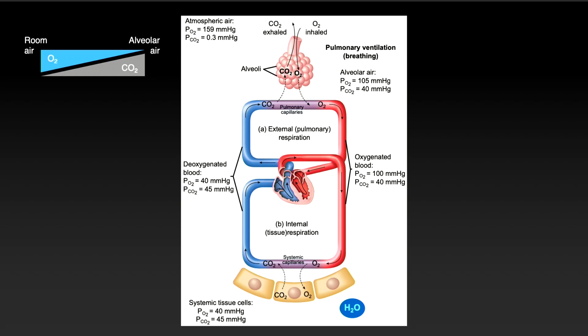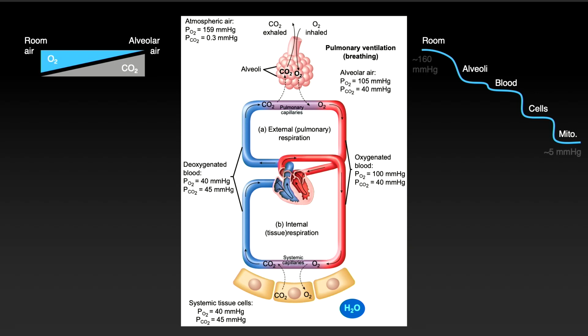And so you'll notice through this whole process, the gradient dictates movement. From room air to the alveoli, a little hop into the blood to the cells, and then down to the mitochondria where the PO2 is lowest. We see this progressive decrease in partial pressure, pushing oxygen further and further into the body where it needs to go. Oxygen has no choice but to follow this gradient. It can't move against its partial pressure gradient.